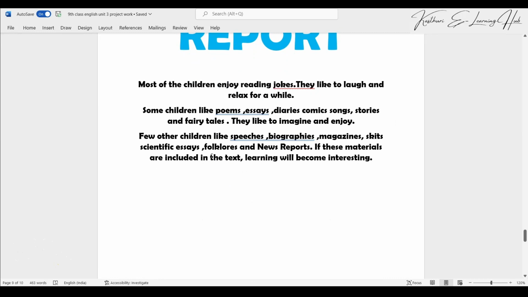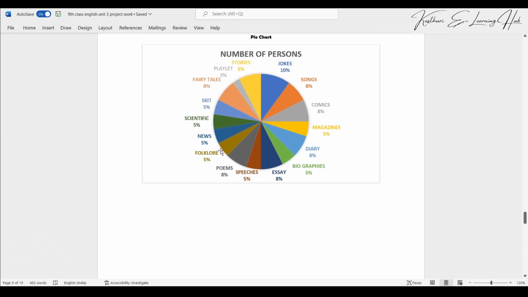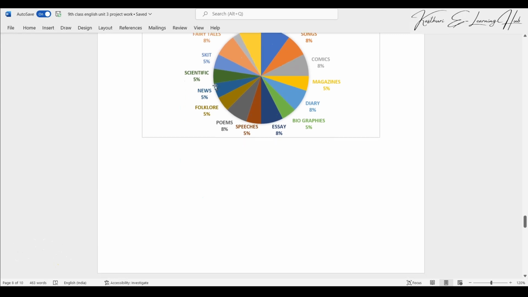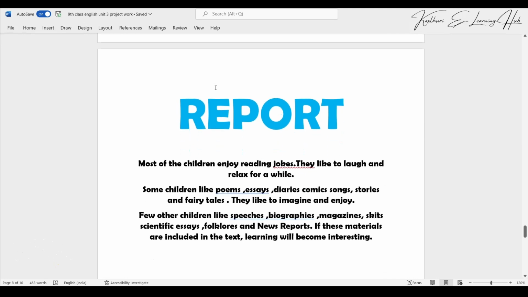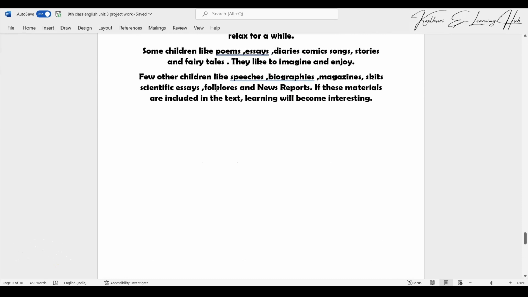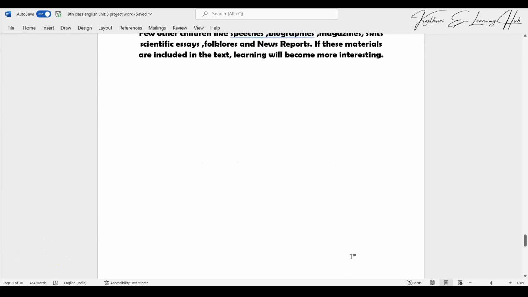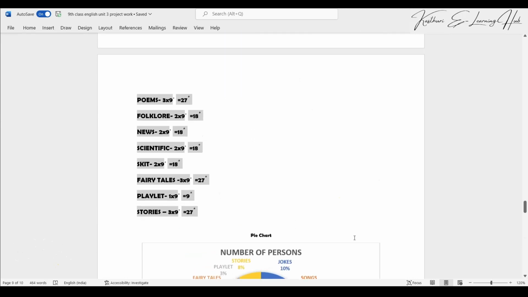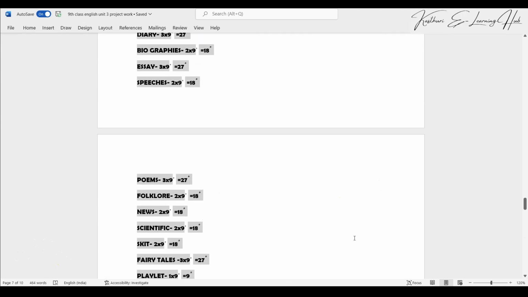Okay, and then less than 8%, what are they? 5%. What are all there for 5%? That you can search. And here you can write it as few other or some other children like speeches, biographies, magazines, skits, all that you can write. Okay, and then you can conclude. If these materials are included in the text, learning will become more interesting. Okay, so I hope you all understood how to make this project work of unit 3.